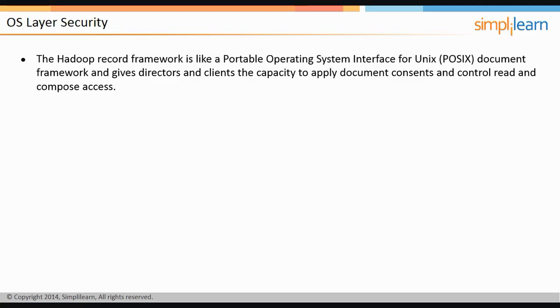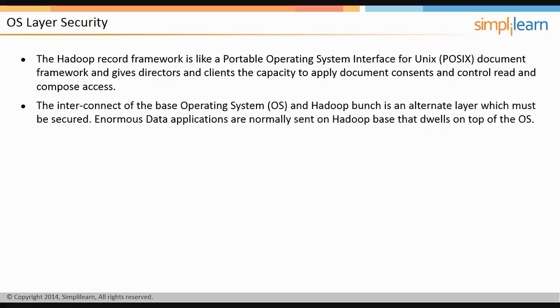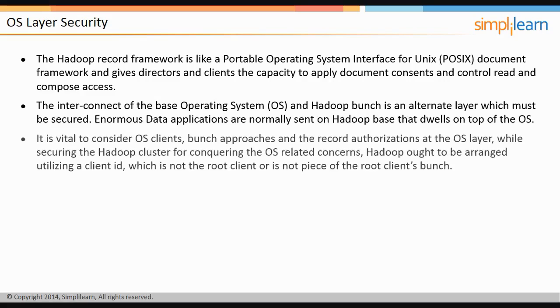The Hadoop file system is like a Portable Operating System Interface for Unix, POSIX, file system, and gives administrators and users the capacity to apply file permissions and control read and write access. The interconnect of the base operating system, OS, and the Hadoop cluster is another layer which must be secured. Big data applications are normally deployed on the Hadoop infrastructure that resides on top of the OS. It is vital to consider OS users, batch approaches, and file permissions at the OS layer, while securing the Hadoop cluster for overcoming the OS-related concerns. Hadoop should be configured using a user ID, which is not the root user or is not part of the root user's group.